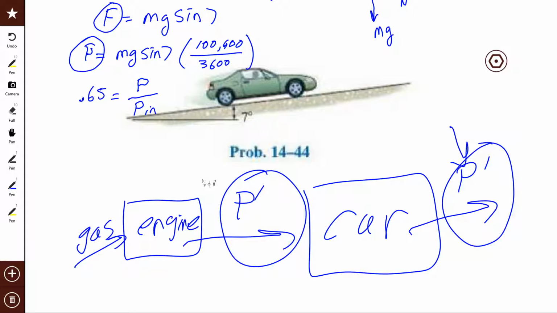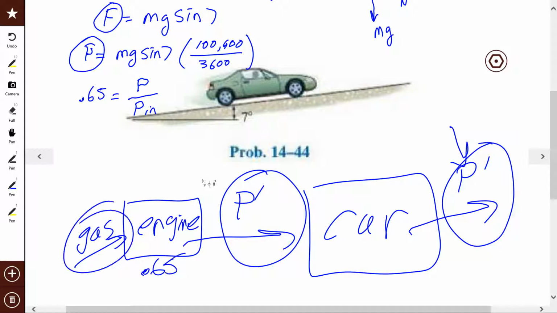If that's what I have coming out of the engine, and the engine is 65%, what do you have to have going in? You've got to have more. P prime divided by 0.65.